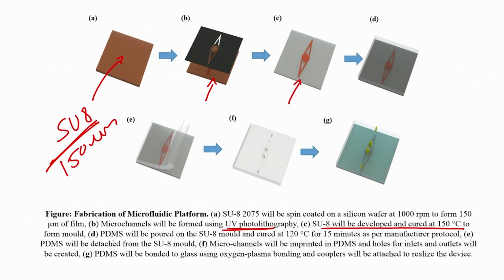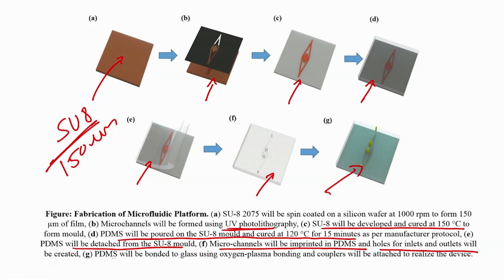D is PDMS will be poured on SU8 mold and cured at 120 degree for 15 minutes. E would be PDMS will be detached from SU8 mold. F would be microchannels will be imprinted in the PDMS, and holes for inlet and outlet will be created. Finally, you can see here PDMS will be bonded to glass using oxygen plasma bonding and couplers will be attached to realize the device.